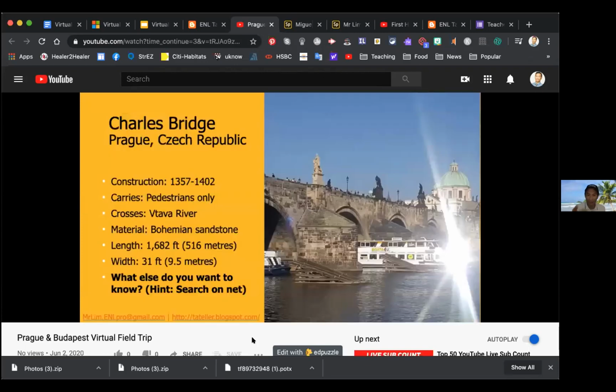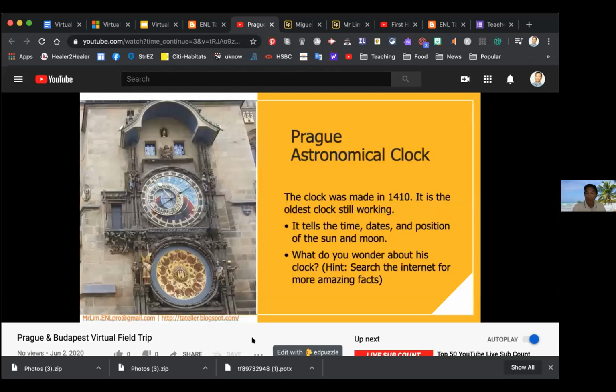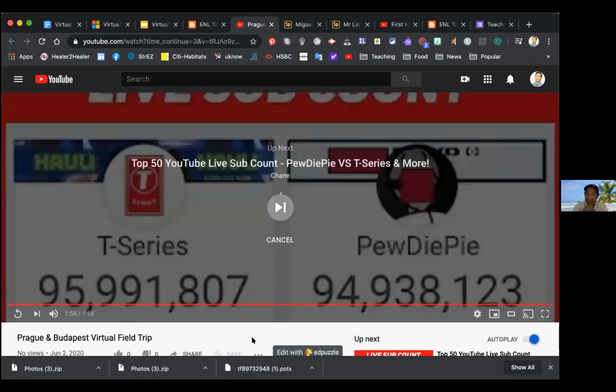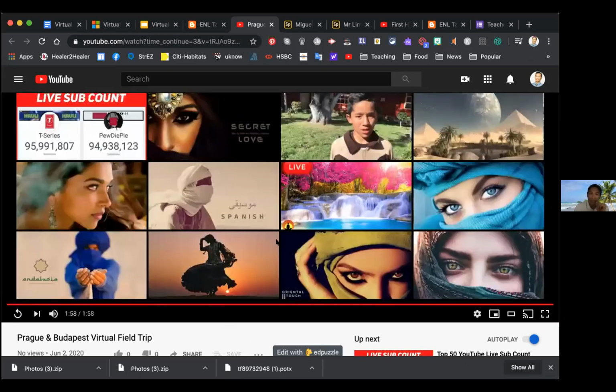Contrast of old and new. Also about the bridge, when it was constructed, what's it for, which river runs under the bridge, what's it made of. This astronomical clock was fascinating to me as well, like when was it made, what are some of the striking things about it, like telling time 4 ways. That was such a short trip that I would love to return to Prague and Budapest again, because 1 week was not enough. But this is an example then of a short little field trip that you can take your kids on.